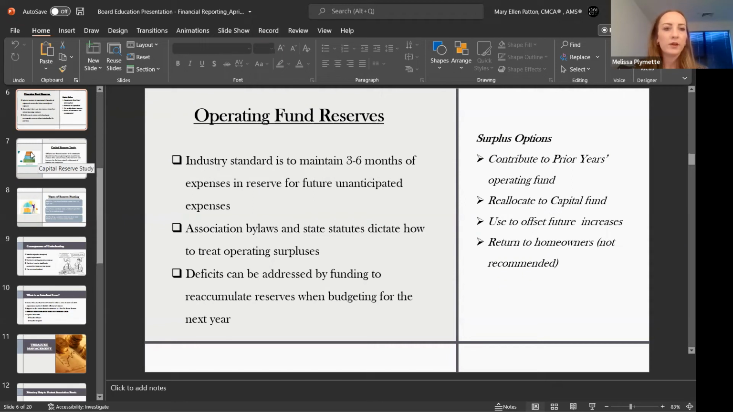You can apply some of an operating surplus against that increase to allow you to offset how much you might need to increase homeowner fees in a future year. And then the last option that we just mentioned is that you could also return it to homeowners, but it's really not a recommended option because there's really always somewhere better that money can be allocated, and it kind of sets a bad precedent if you're giving that money back to the homeowners that maybe we didn't budget correctly, and you might end up needing that money again in a year or two.